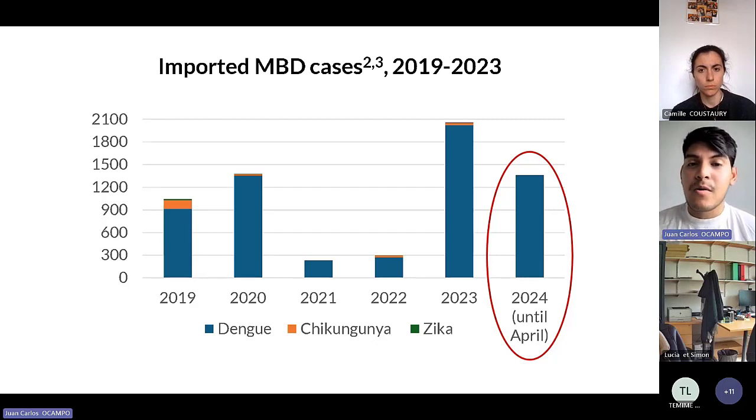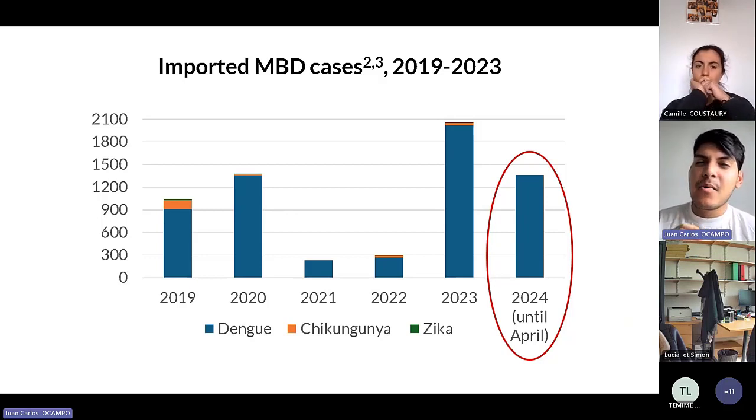We have over 1,200 imported cases just until April. This suggests that we might surpass our last peak very early during 2024.